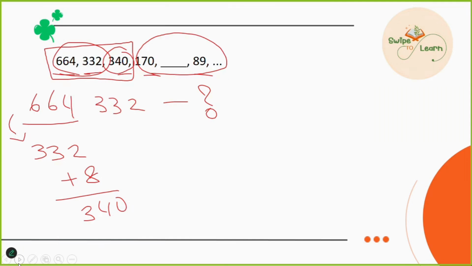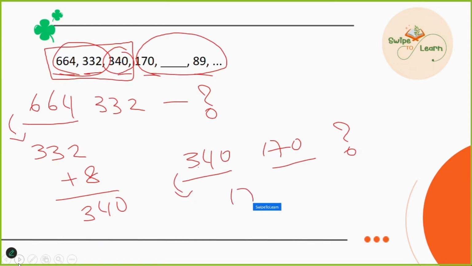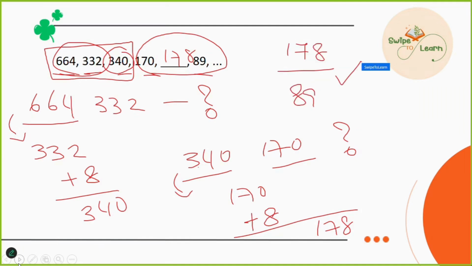Now, the next one should be definitely 340 and 170. Any pattern here? Yes, half of 340 is 170. That means the same pattern here. Then 170 plus 8 is 178. 178 should be the answer. Now, we have to check whether it is correct or not. Then what would be the next sequence logic? Half of 178 should be 89. Yes, it is following that pattern.